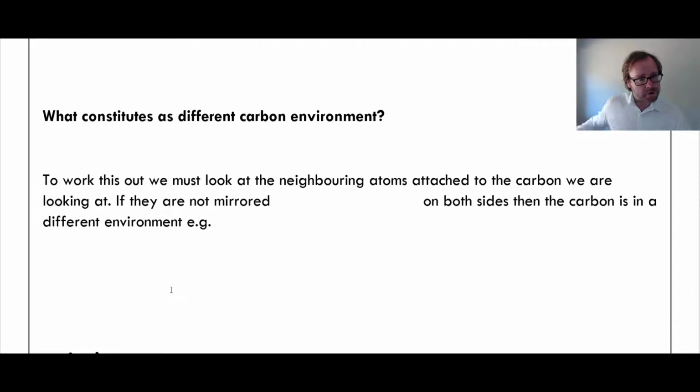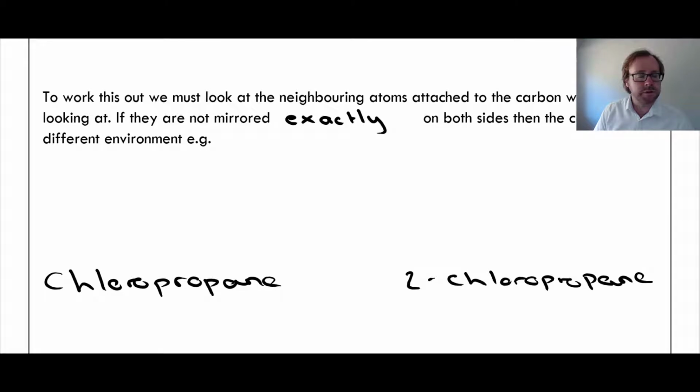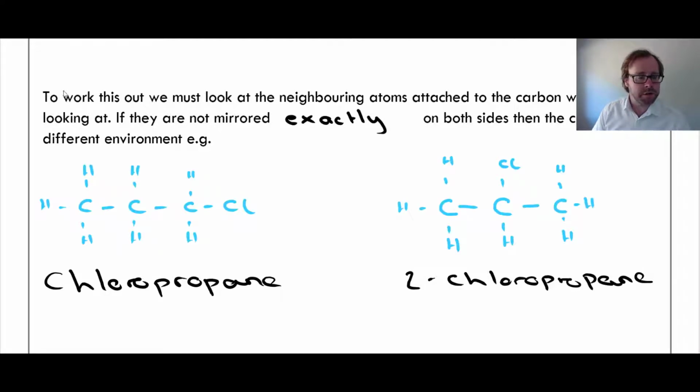Okay, so what constitutes different carbon environments? To work this out, we must look at the neighbouring atoms attached to the carbon we are looking at. If they are not mirrored exactly on both sides, then the carbon is in a different environment. For example, I want you to have a go at drawing the displayed formula of chloropropane and 2-chloropropane. Okay, so I'm sure everyone has drawn these two: 1-chloropropane and 2-chloropropane.